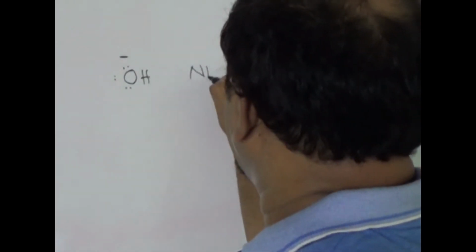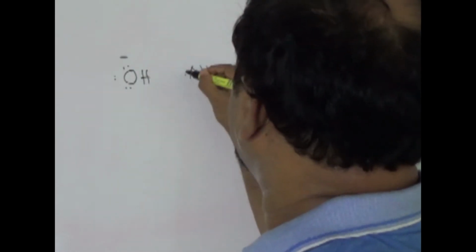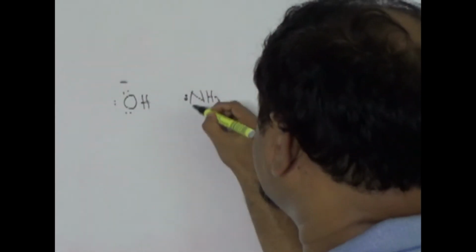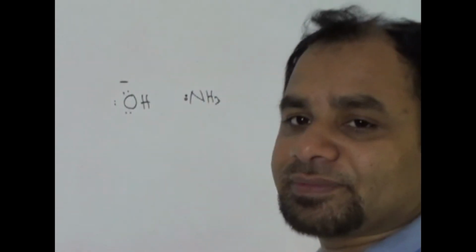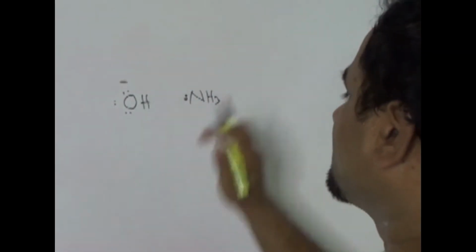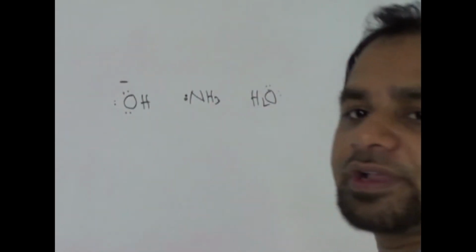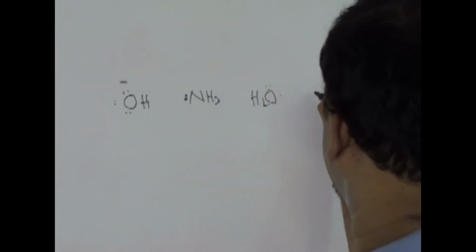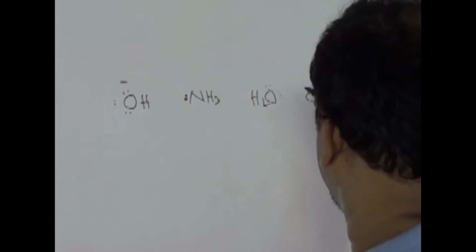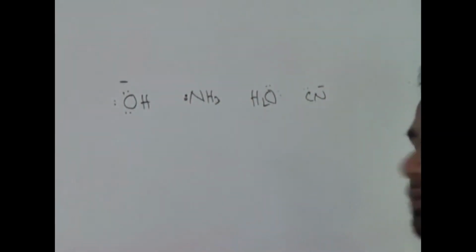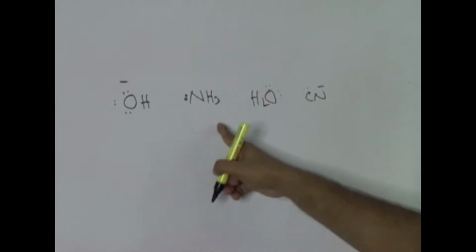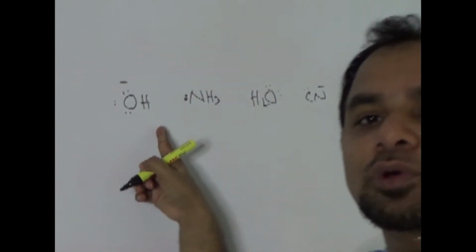Then NH3, it has a lone pair. Nitrogen here is partially minus and hydrogen is partially plus. This is also a nucleophile. H2O is also a nucleophile. Then CN minus, this is also a nucleophile. These all are nucleophiles because they have a lone pair.